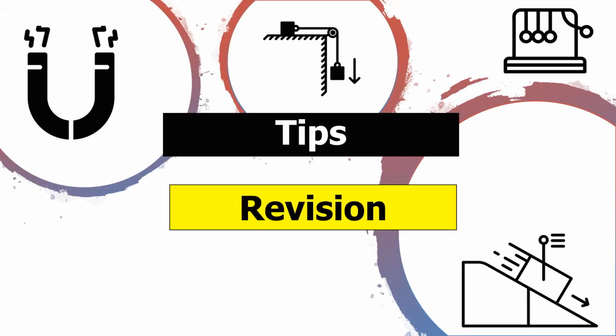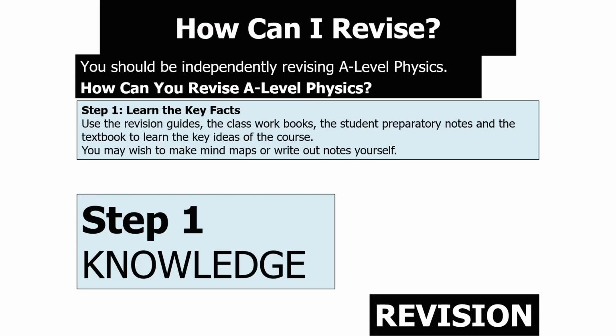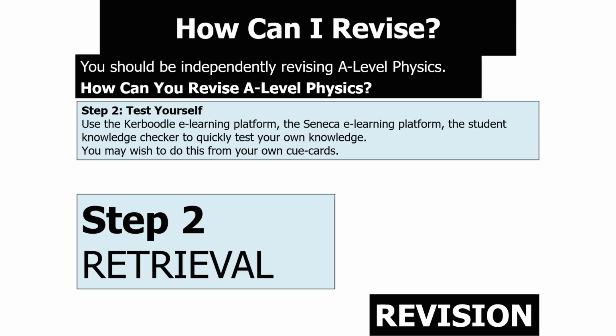Now, how should you be revising A-Level Physics? So the first step is to learn the key facts. So use revision guides, class workbooks, student prep notes and the textbook to learn the key ideas of the course. You may wish to make mind maps or write out the notes yourself. Secondly, you may wish to test yourself by using things such as Caboodle, Seneca and Knowledge Checker to quickly test your own knowledge, which you may wish to do from your own cue cards.